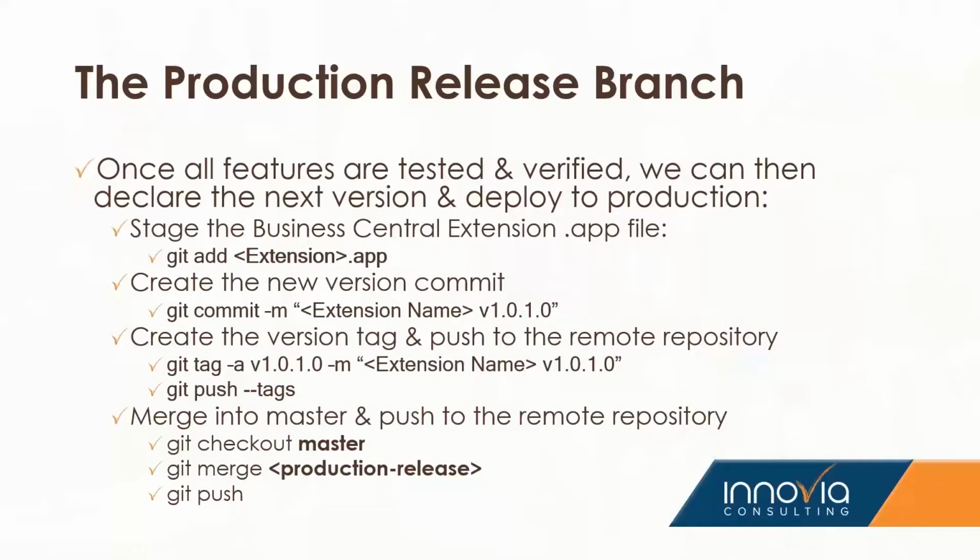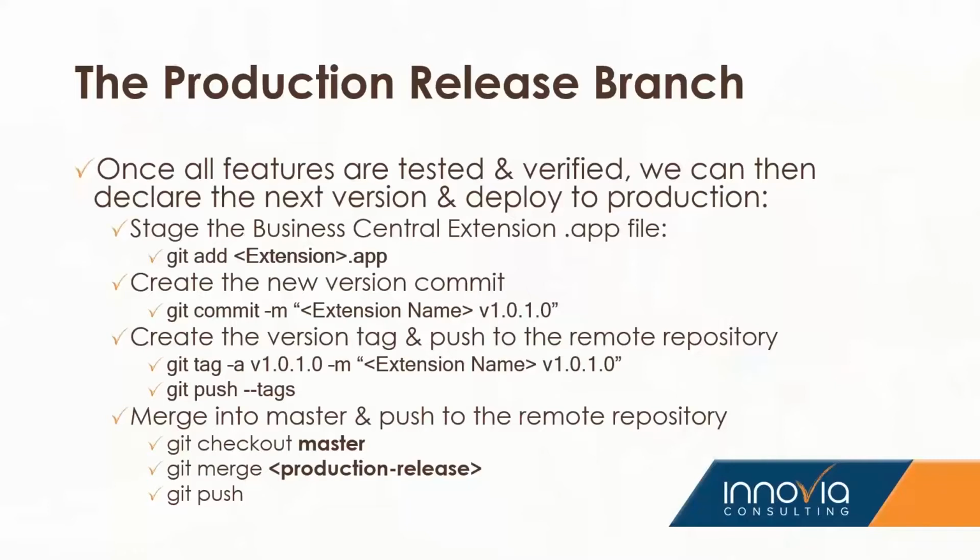And then for the message, we usually do whatever the name of the extension is and then whatever the new version is. And then after we create our version commit, we also want to create a tag so we can go back and find our version later in the future. And you can do that with the git tag command. So you do git tag -a, and then after the -a, you would specify your tag annotation. And so since we're doing version 1.0.1.0, we would specify that there. And then you would specify a tag message as well with the -m flag.